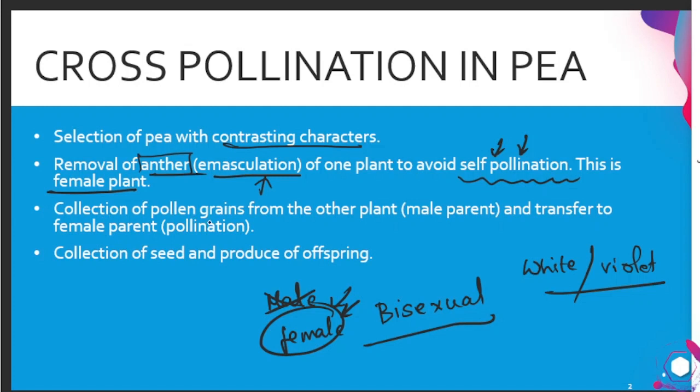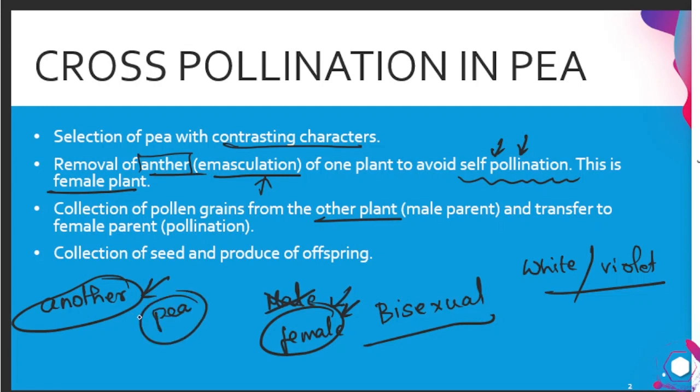Then comes collection of pollen grains from another plant. After the female matures, you are going to go for another plant, that is another pea plant. From there, you are going to collect the pollen grains from the male parent and transfer them to the female parent.